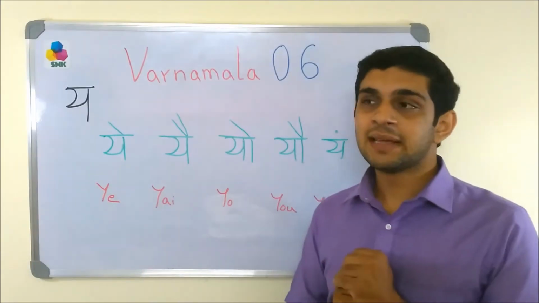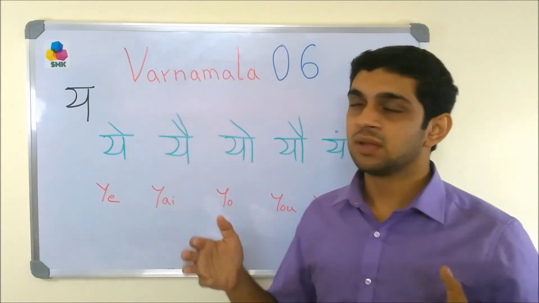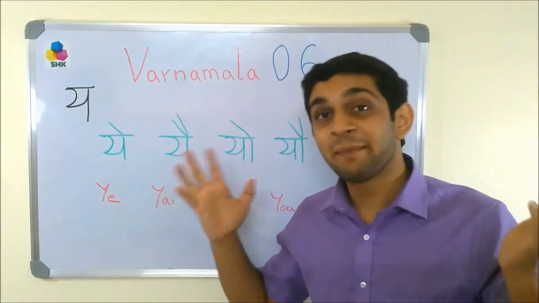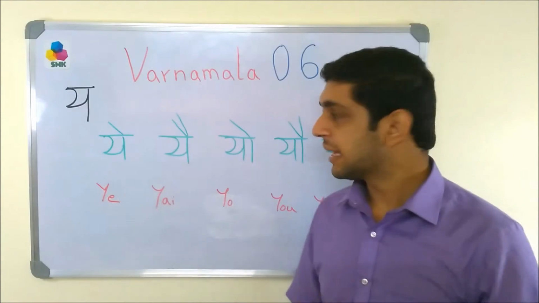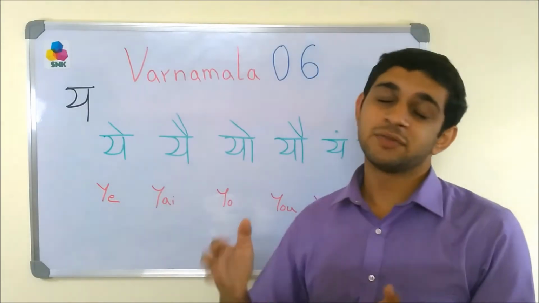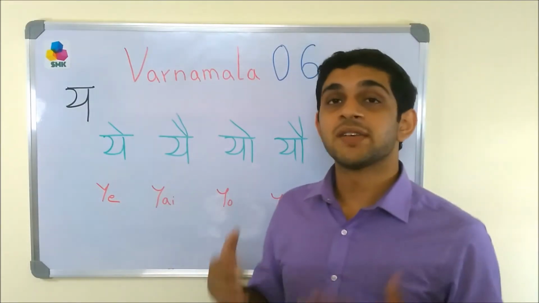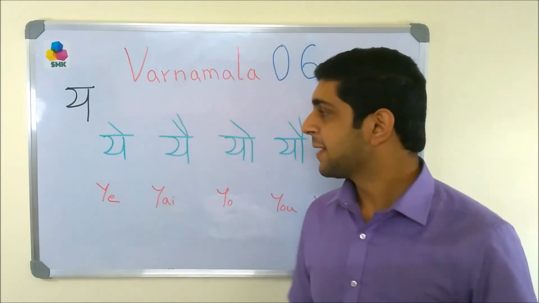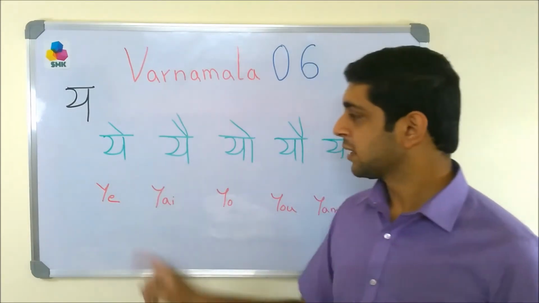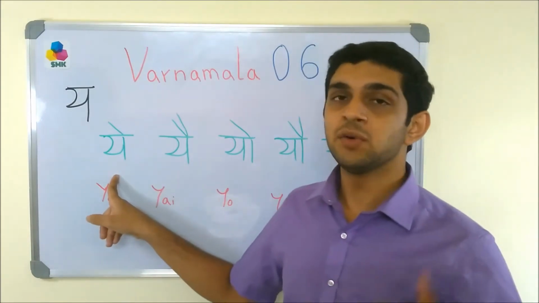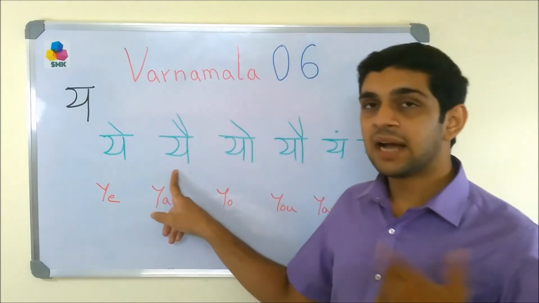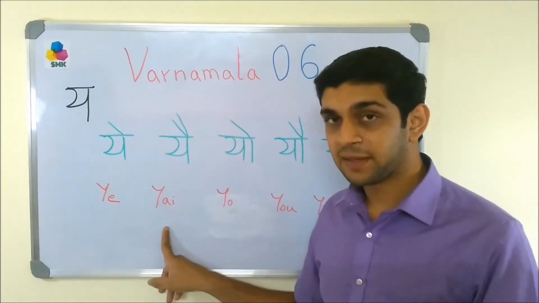Yay. Now we say, are you happy? I say, yay, I'm happy, right? So that yay is this one. In English, we write Y-A-Y. You don't have a specific spelling for it. So that is yay, because Y and A gives you yay. Y and I gives you yay.